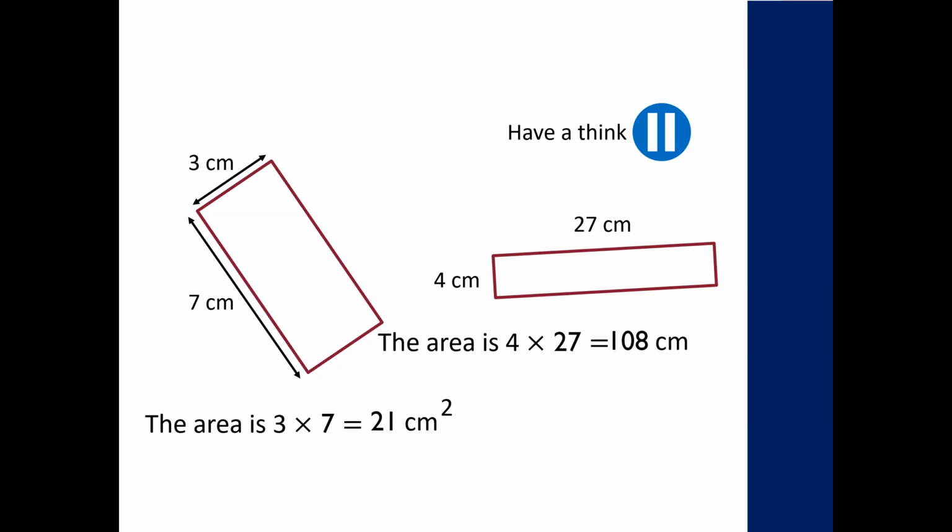Area must always be written as a squared unit. The unit in this case is centimetres, so the area is centimetres squared.